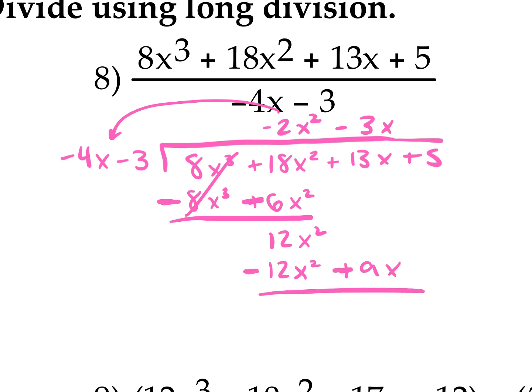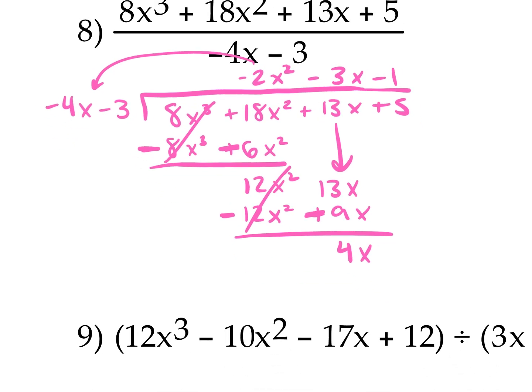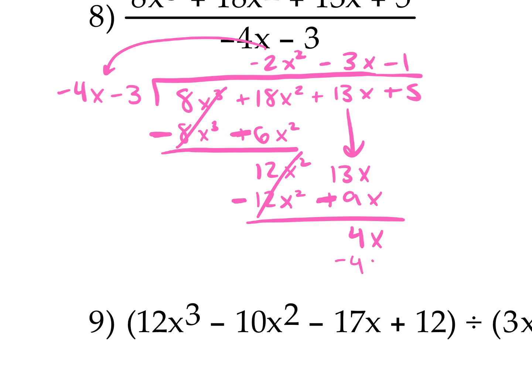Change a sign, and combine. So these cancel. I'm going to bring down the 13x. So 13x minus 9x would be 4x. Then we divide. Negative 4x goes into 4x negative 1 times. Multiply. This would actually be positive 4x because it's negative 1 times negative 4, and then positive 3.